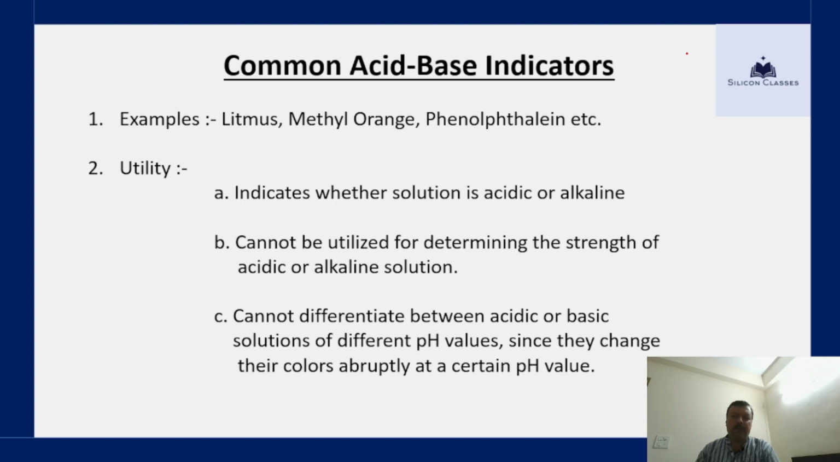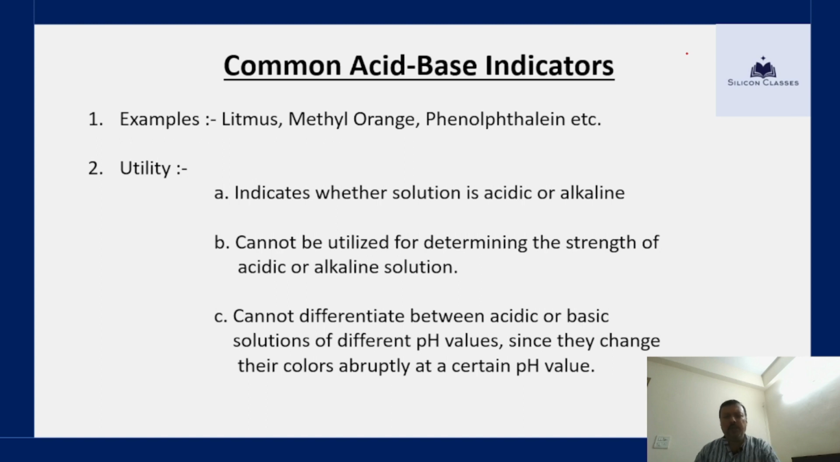Common acid-base indicators. Examples: litmus, methyl orange, phenolphthalein, etc. Suppose in litmus, it will turn red while it is in contact with the acidic solution, and the basic solution turns the litmus to blue.